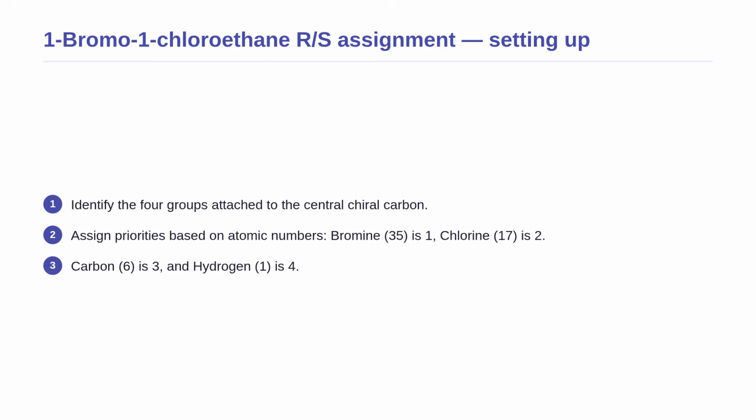Our first step is to assign priorities 1 through 4 based strictly on their atomic numbers. We look at the atoms directly attached to the chiral center. Bromine has the highest atomic number of 35, so it gets priority 1. Chlorine is next with an atomic number of 17, getting priority 2. The carbon of the methyl group has an atomic number of 6, making it priority 3, and hydrogen is lowest at 1, making it priority 4.